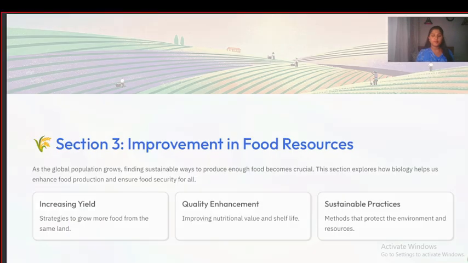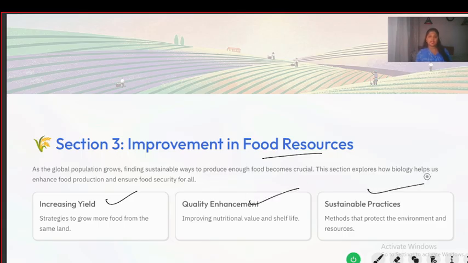The chapter is Improvement in Food Resources. So here basically you learned how to improve food resources. Why was it important to increase the food resources? To increase the yield, for quality enhancement, and for sustainable practices. Different methods: how we can increase the yield, how quality can be increased, how sustainable practices can be followed. That is what we have learned over here.